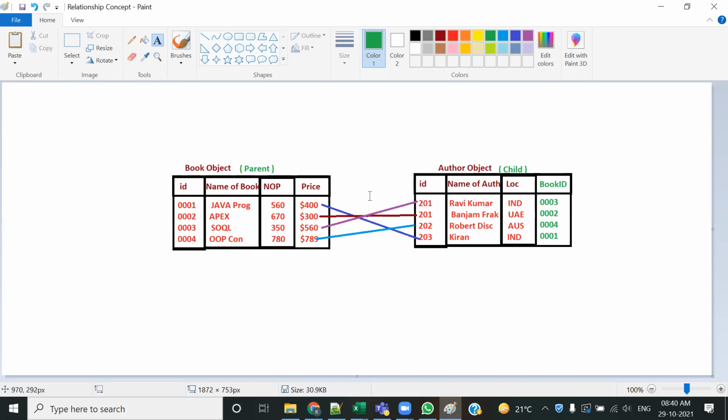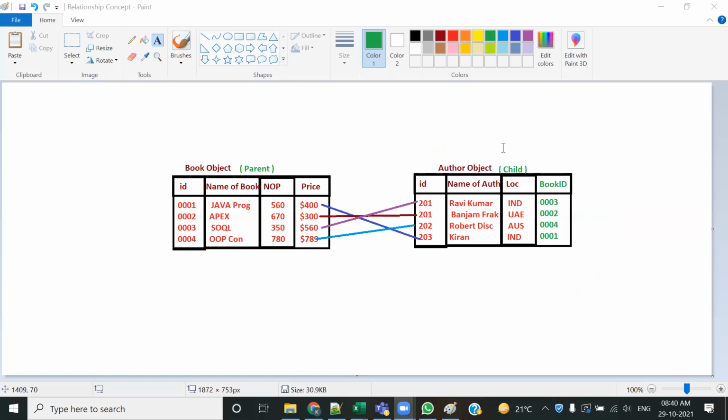Whenever we want to create a relationship, we should go to the child object. Relationships are always created inside the child object. Always remember, relationships are always created inside the child object. Whenever I want to create a relationship, the field must be created inside the child object only.